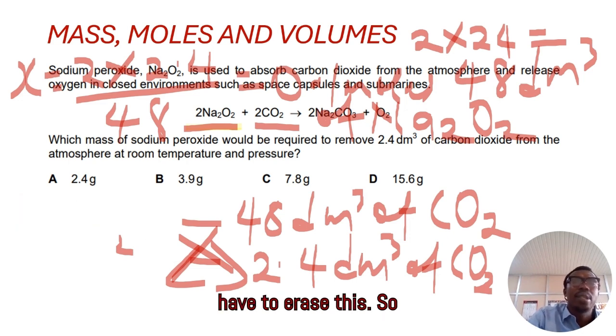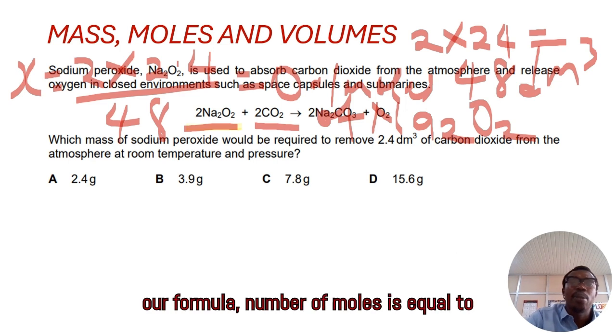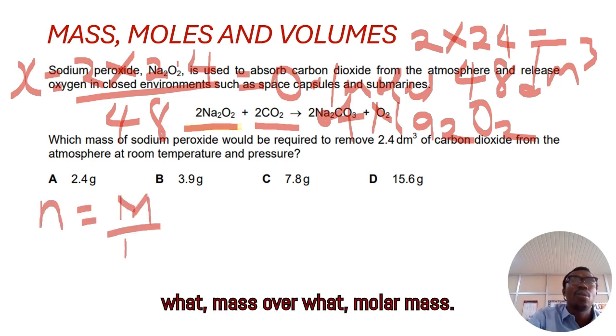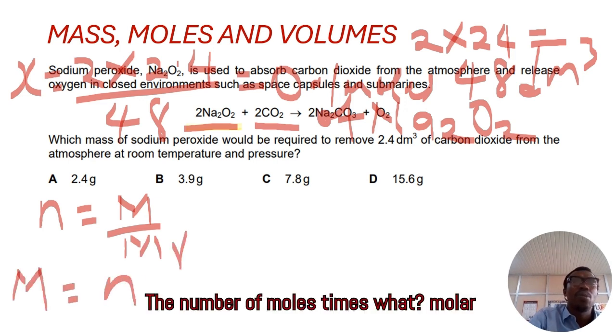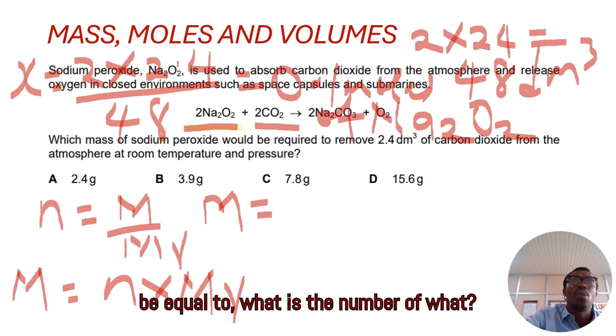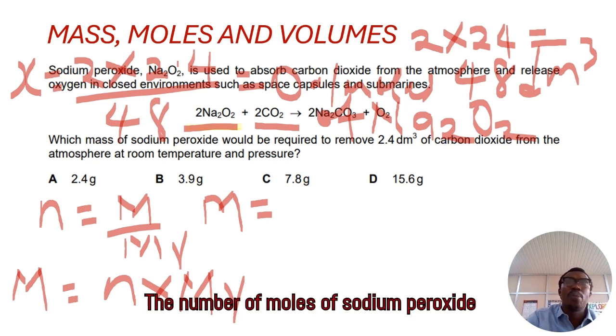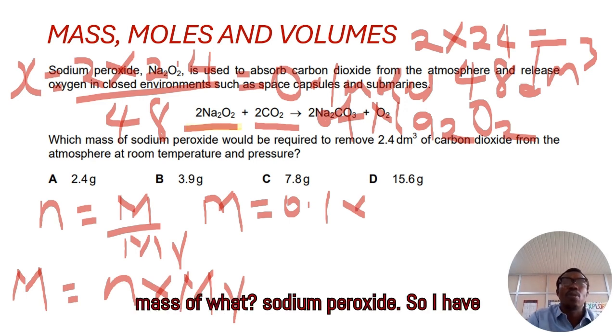To calculate the mass, remember we use our formula: number of moles is equal to mass over molar mass. So the mass will be equal to the number of moles times molar mass. The number of moles of sodium peroxide is 0.1, times the molar mass of sodium peroxide.